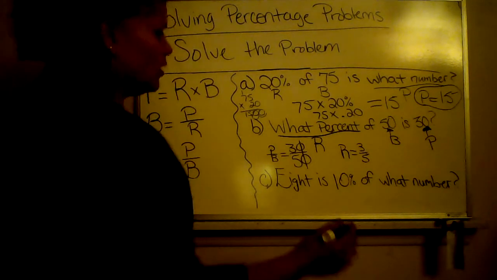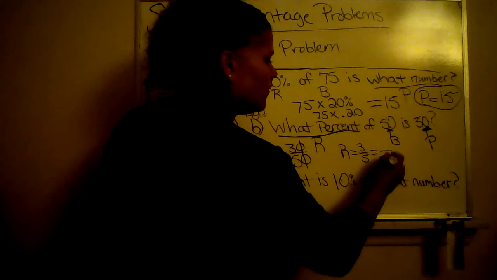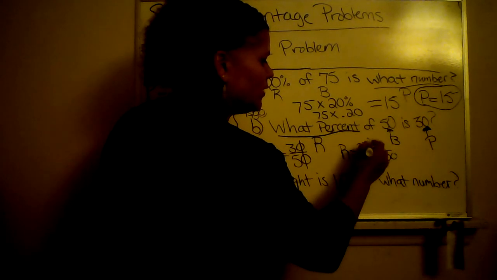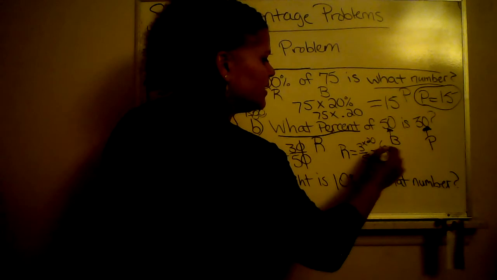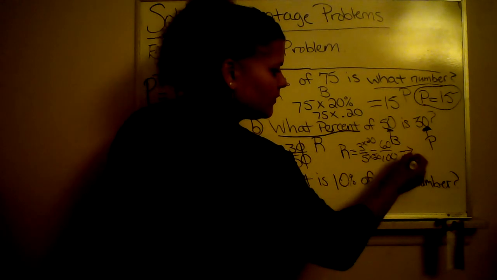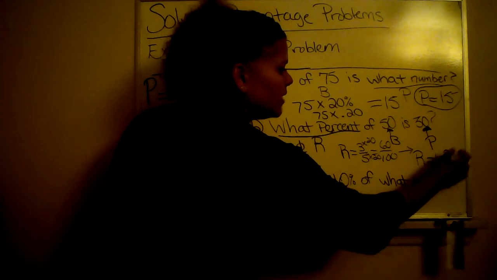Or, remember, we're looking for a percent, so I'm going to turn this into a percent by making it something over 100. 5 goes into 100 20 times. 3 times 20 is 60. So we know automatically every percent is out of 100. So then our rate equals 60%. There we go.